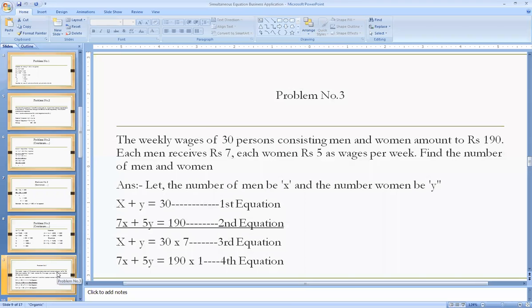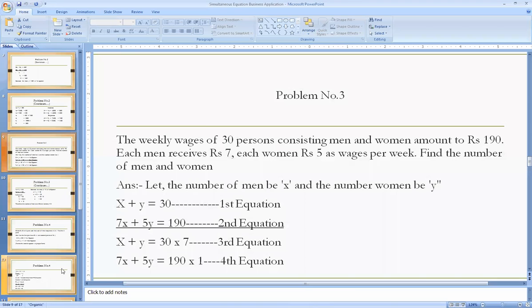If you do it with elimination, it is very easy to calculate the values. For all the questions we have used elimination only. Let us see the third question. The weekly wages of 30 persons consisting of men and women amount to rupees 190. Each man is receiving rupees 7. Each woman is receiving rupees 5 as wages per week. Find the number of men and women.